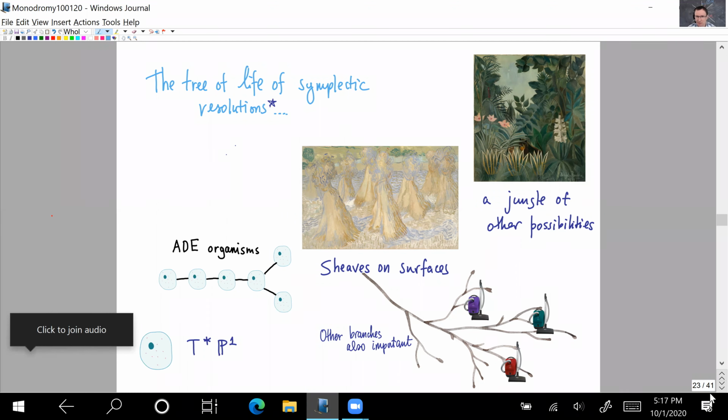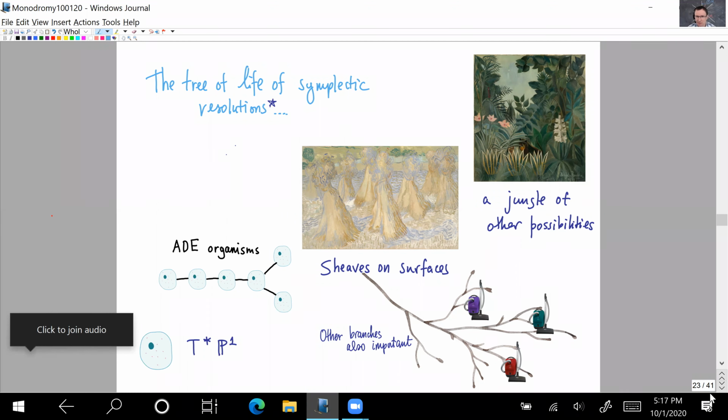That's very nicely illustrated by the Van Gogh picture, which exactly has sheaves, and the sheaves sit on the surface. That's pretty clear here. But like I said at the beginning, I think this is a very nice definition of symplectic resolution, but I don't think it's absolutely the right one, because you have to somehow include some other varieties which may not be resolved, or sometimes when you have a resolution, maybe it's not good enough.